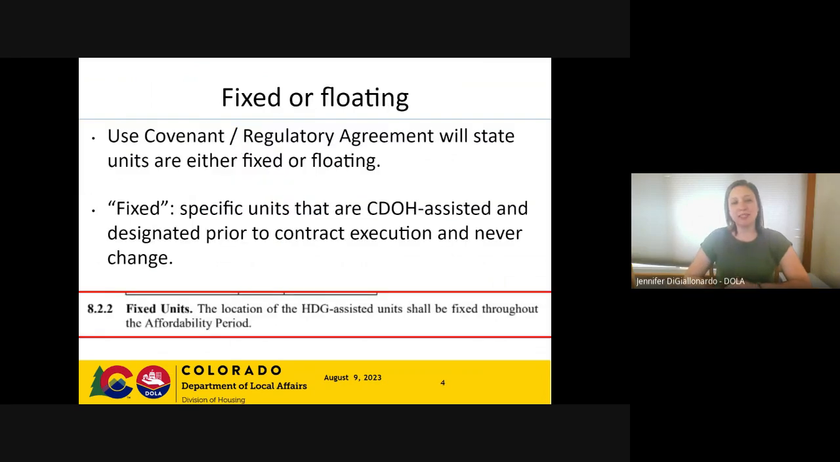Now, our covenants will specifically state whether our units are fixed or floating. For fixed, those will be specific units that are CDOH assisted and designated prior to contract execution, and they will never change. For an example, this will be units A, B, C, and D. Again, those will remain A, B, C, and D throughout the period of affordability and will not float. They cannot move away from those units. An example of the language you'll see in our use covenant is at the bottom here, 8.2.2, which says fixed units, location of HDG assisted units will be fixed throughout the period of affordability.